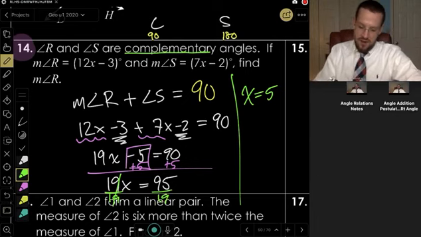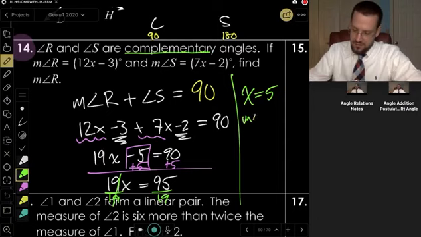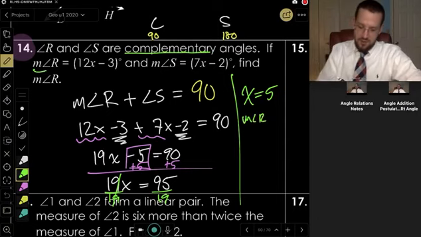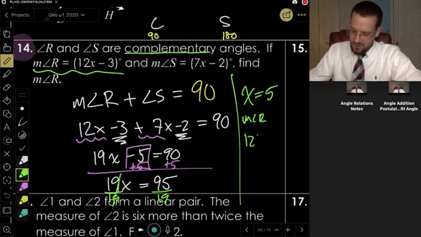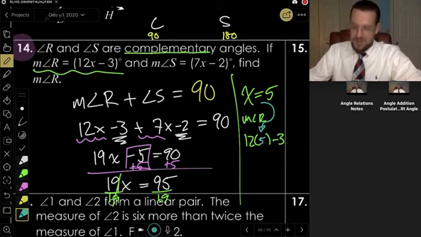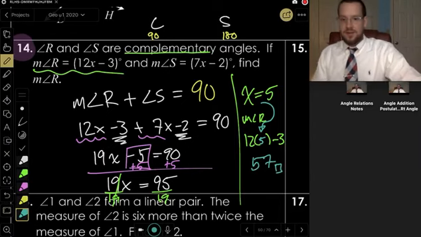And now we want to find the measure of angle R. The measure of angle R was 12 times x minus 3. So I'm going to take my x value, and I'm going to do the old dump it in. So 5. 12 times 5 is 60. 60 minus 3 is 57. And that is my final answer.